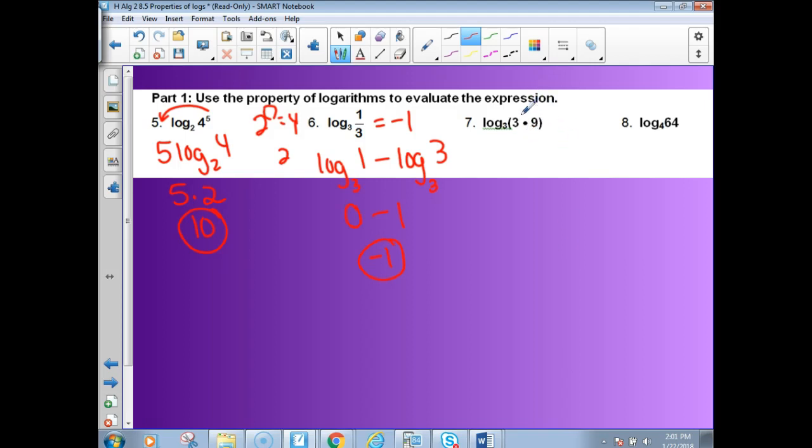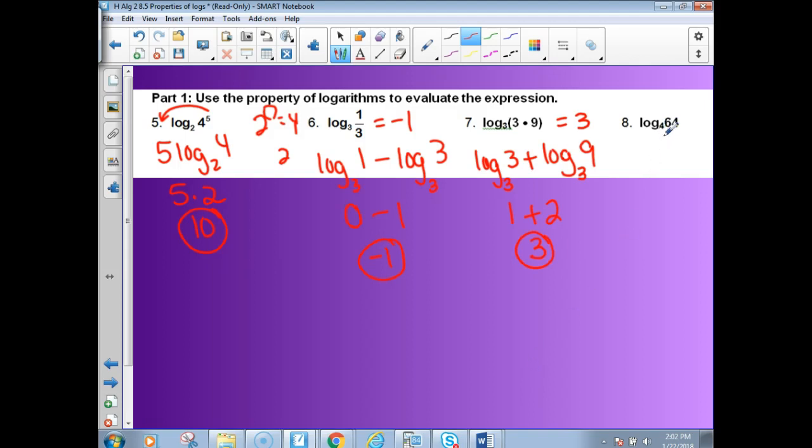I know that we could do this. Hey, you've already figured out you could do 3 times 9 and get 27, and you could say 3 to what power is 27, you'd write the answer 3. But I want to show it another way using these rules, okay? So I'm going to separate it. Since it's a product, I'm going to write two logarithms, log base 3 of 3 plus the log in base 3 of 9. Log in base 3 of 3 is 1. Plus what power of 3 gives you a 9? That would be 2. 1 plus 2 is 3. You kind of proved it.